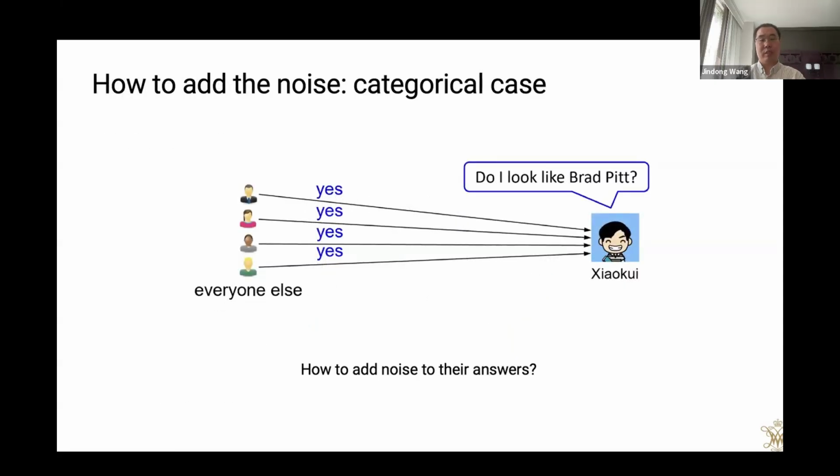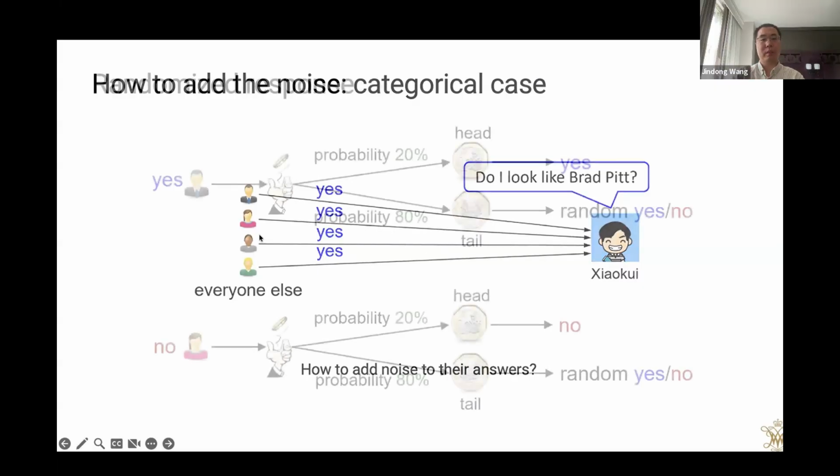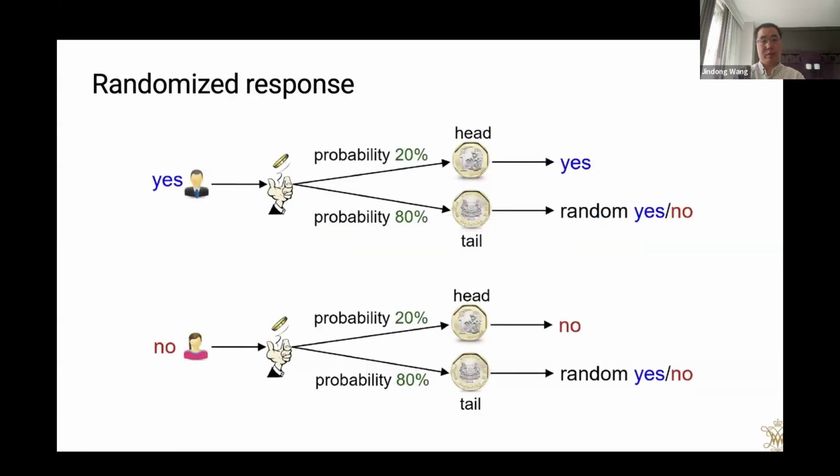You can also add noise in the categorical case, where the values are not real numbers, just yes or no. And this person will ask, do I look like Brad Pitt? You add some noise to make sure you don't know who is who. In this way, we do some randomization, like tossing a coin. If the answer is yes, we toss a coin: with probability 20% of being heads, you keep it as yes, and with 80% probability, you change it to a random yes or no. So this is totally random. In this way, you can protect the original information.